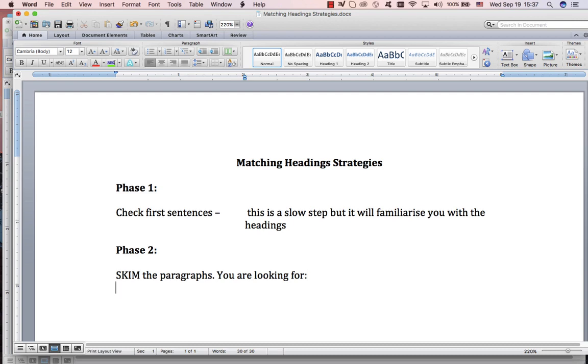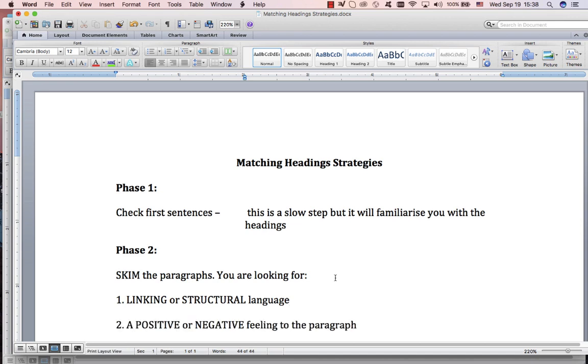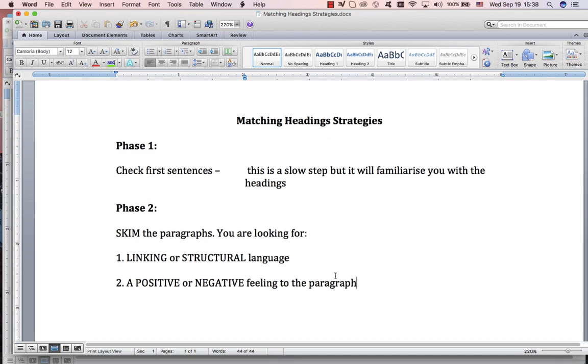You are looking for things like linking or structural language. This will grab your eyes. You will see it says firstly, secondly, thirdly, things like that. In the end, at the beginning, as a result. Another good one for this is 3 factors or 4 advantages or 5 of these, and you know they're introducing a list. Then, as we've seen in the reading that we're doing at the moment about trees, some paragraphs and some headings have got a positive or a negative feeling, and you're going to assign a positive or negative feeling to those paragraphs and headings and then just check and see if they can match up.